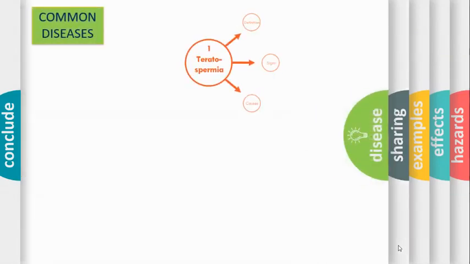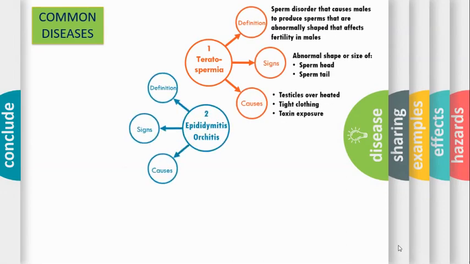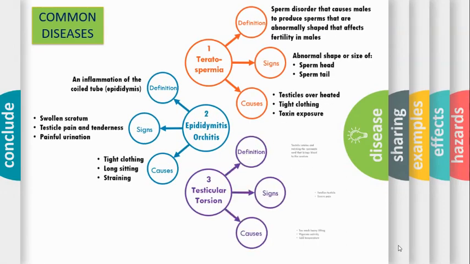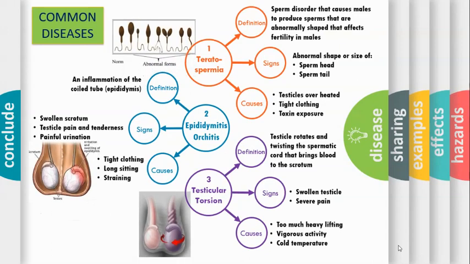As in the video, I would like to explain in detail about those diseases. Teratospermia is associated with male infertility. As you can see from the picture, these abnormalities may include heads that are large, small, tapered or pyriform, or tails that are abnormally shaped. It means that the sperm is not able to meet the egg due to abnormal size and shape. Possible causes are overheating, tight clothing, and toxin exposure.